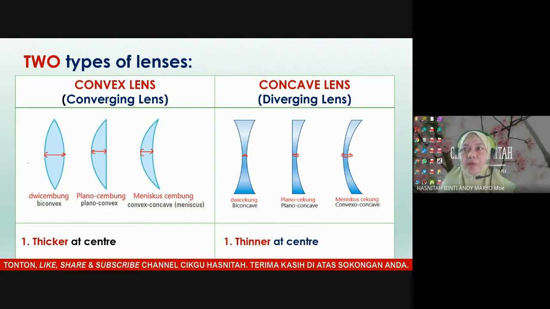So I hope when you are given a diagram of these lenses, you can identify which one is a convex and which one is a concave lens. So the keyword is here: just look at the center. Thicker is convex. When the center is thinner, it is a concave lens.